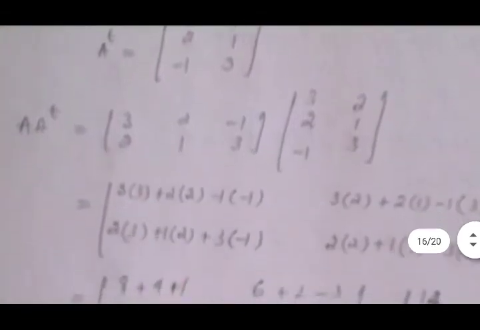Now here we have determinant A matrix, and we find determinant of A into A transpose. First we find its transpose. We change rows into columns and we multiply these matrices: row 1 by column 1, row 1 by column 2, and then row 2 by column 1 and row 2 by column 3, and we have this matrix, and then we find its determinant.